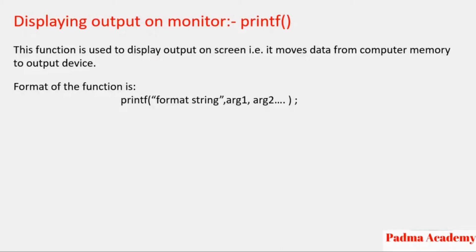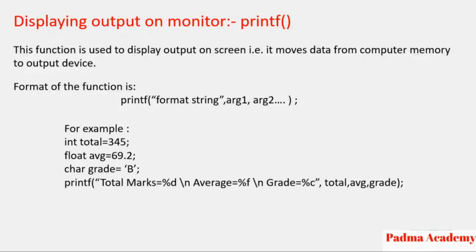You have to write printf. In brackets you have to write the format string. In the format string you can write general characters which you want to display on your screen. Then you may also write the conversion specifier over here. In arguments you can write an array name, variable name or expression. For example, this is one of the examples.